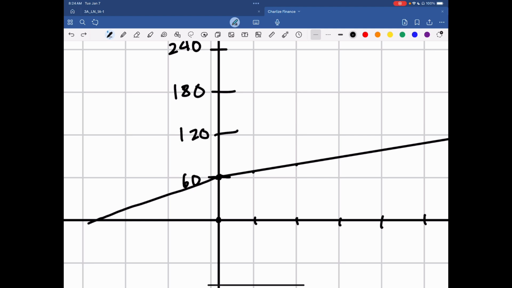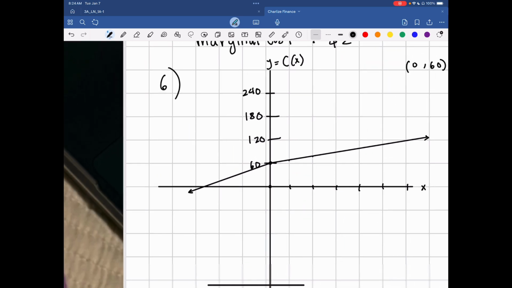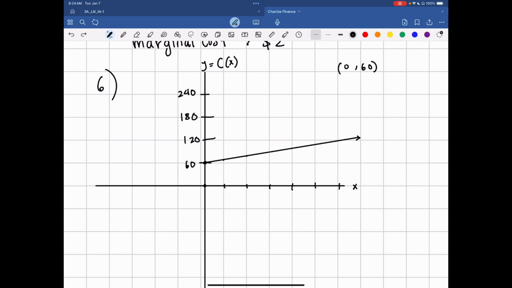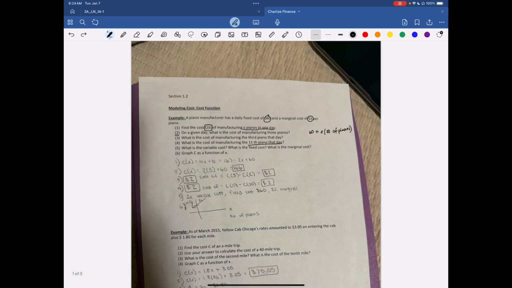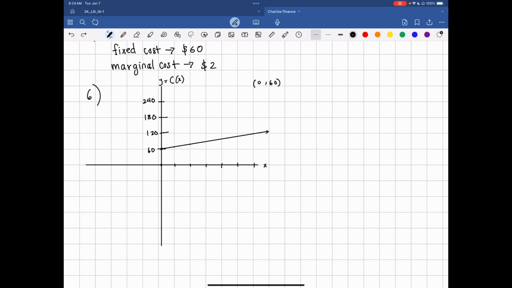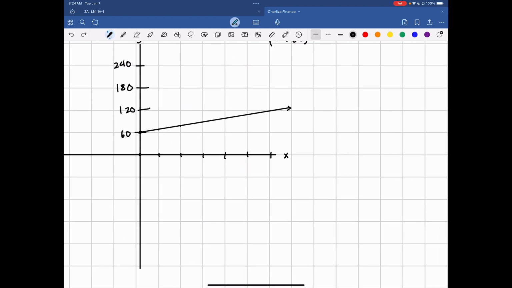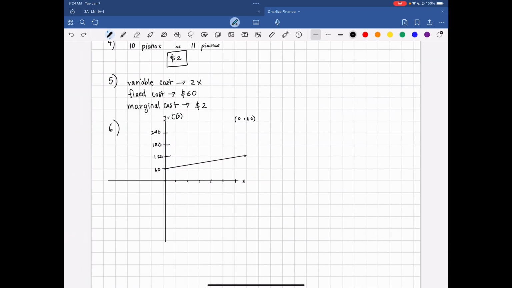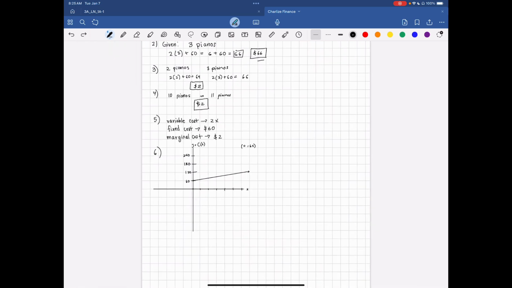Even though it doesn't make sense, because it doesn't really make sense to have negative pianos, if you were to graph the rest of the line, it would be here. But typically for these, it's not realistic to graph the cost of having negative pianos. It would be fine to just graph this part.